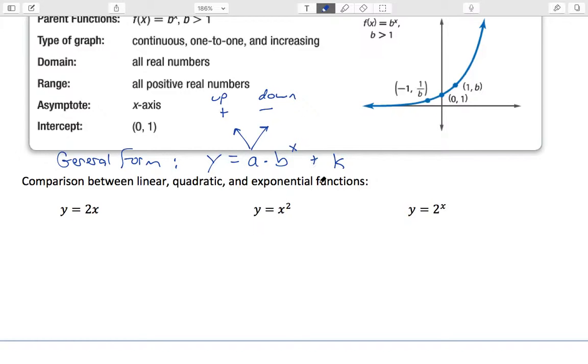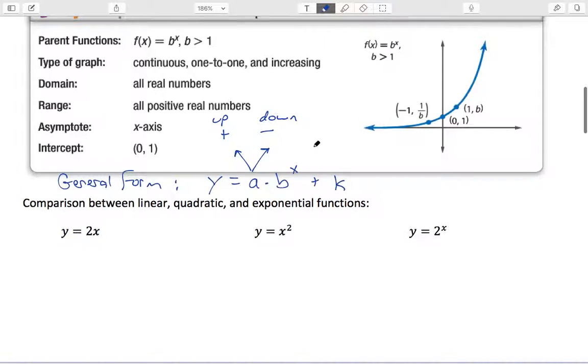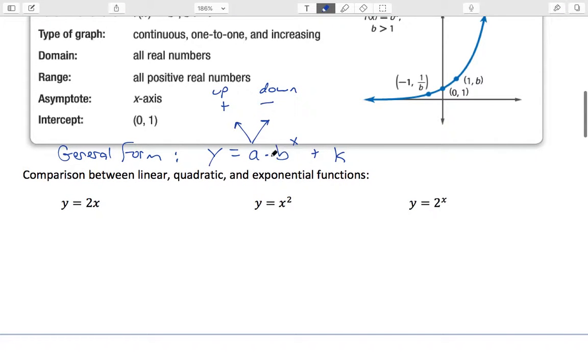Kind of the more interesting one here is this B, this base B, because there are two categories here. For one, it's always going to be positive. B is always going to be positive. It's never going to be negative. If you ever looked at this and you saw negative 5 to the something, that negative is actually the A. It's not the B. The B is always positive. Anything negative would just be considered the A.